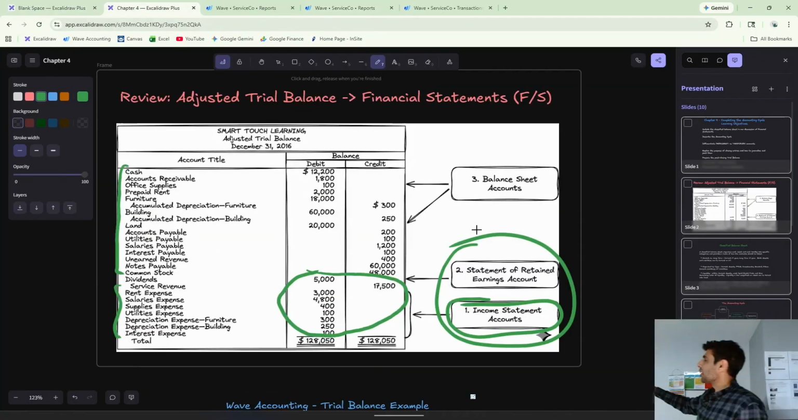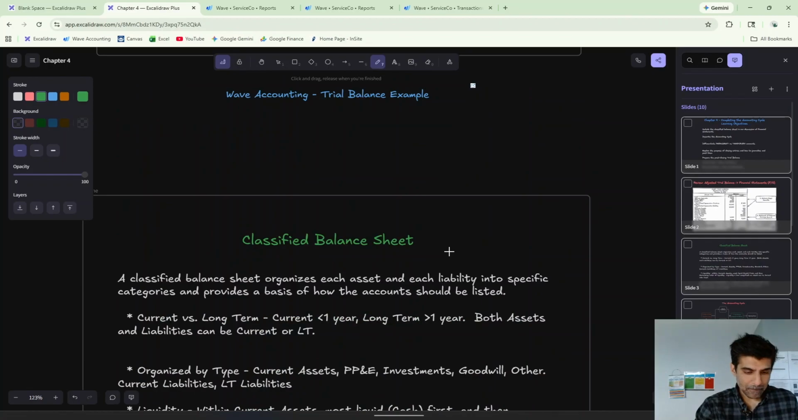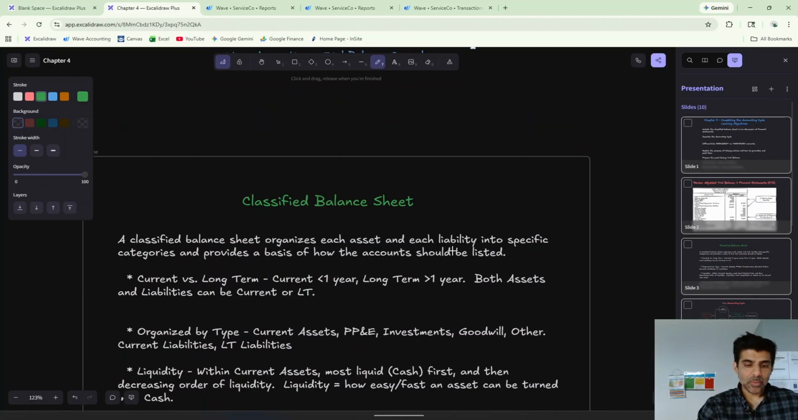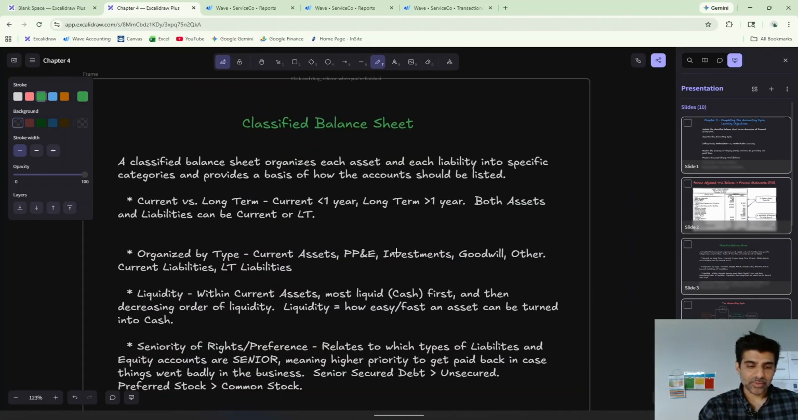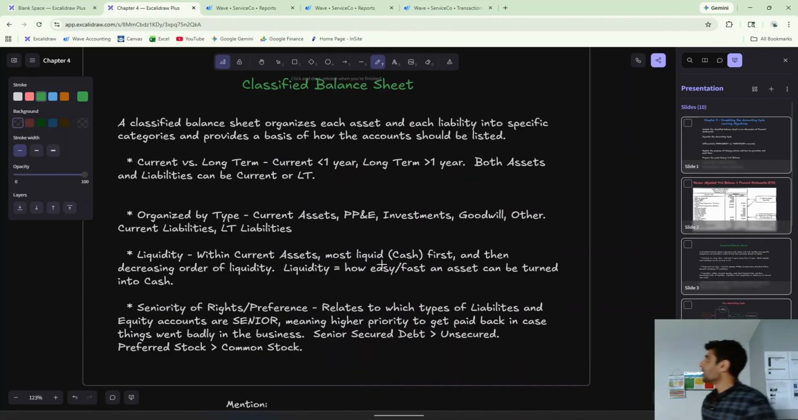This is kind of where we ended chapter 3, with this adjusted trial balance. Now, when we organize these accounts into a balance sheet, we talked about different ways that you organize your assets, liabilities, and equity. The first way of organizing is current versus long term. The cutoff point is 1 year.